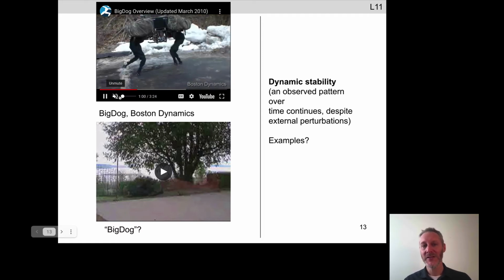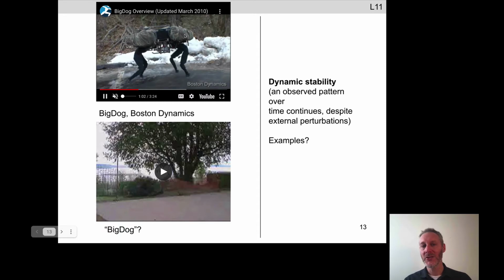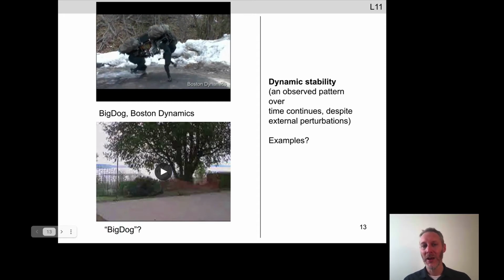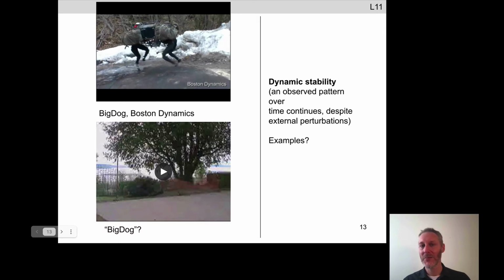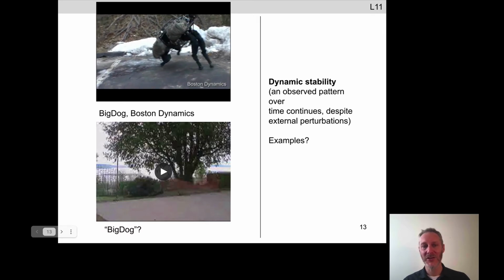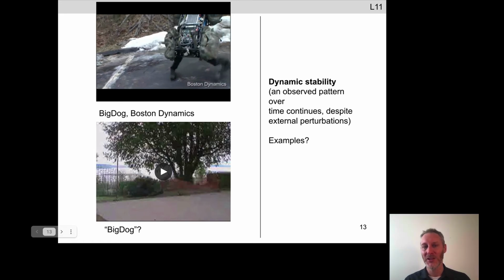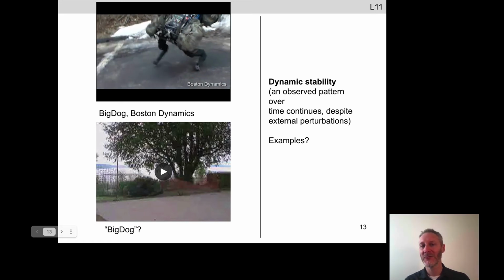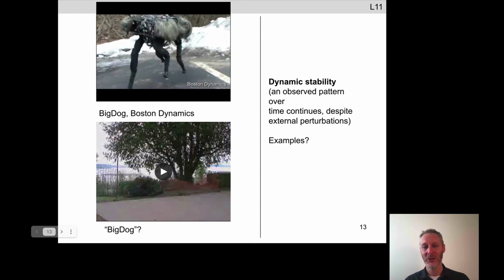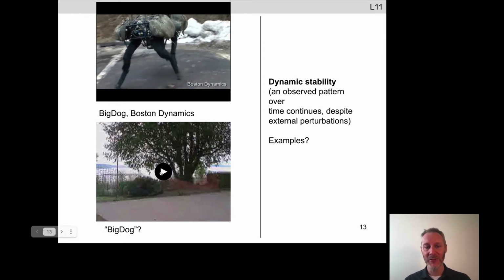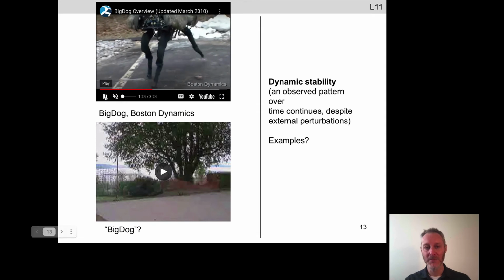Here it is walking on an icy surface. It's carrying about 325 pounds in these bags. I don't recommend you trying the same thing. Right, so this is actually superhuman ability. It's able to exhibit legged locomotion in a way that would be difficult or impossible for humans. Okay, that was the first Big Dog video. Here's the second one.